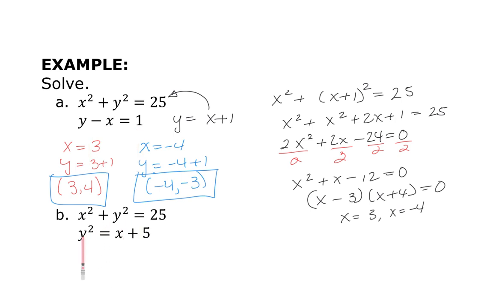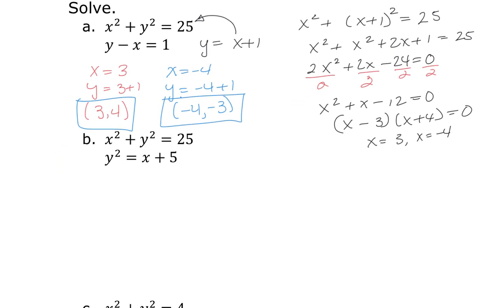Take a look at this example. These are actually two equations where I can do elimination. And not only that, but this is a circle centered at the origin, and this is a parabola on its side. So I'm going to do elimination. What I'm going to do is multiply the second equation by a negative 1, and that's going to give me x squared plus y squared is equal to 25, and negative y squared is equal to negative x minus 5. These cancel. I get x squared is equal to negative x plus 20.